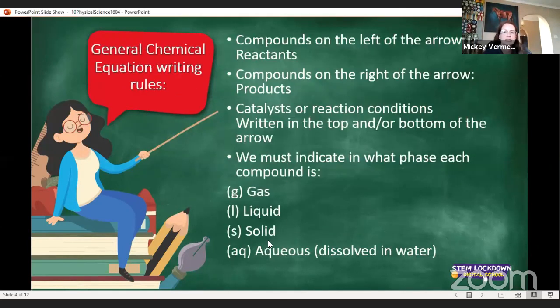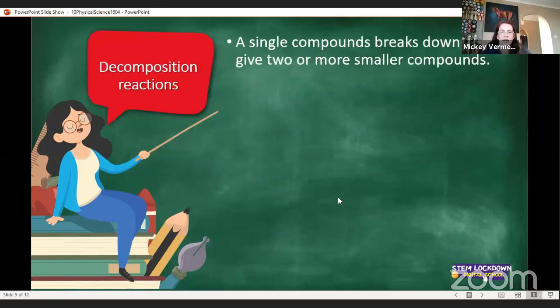All right, so some phase symbols. Guys, even if your teacher says you don't have to write it, get into the habit of writing it. So, what do we call the byproducts? In chemistry, we talk about reactants and products. That's it. All right. So let's look at decomposition reactions. Decomposition means I start out with a single thing, I do something to it, and then I get two or more smaller compounds out.